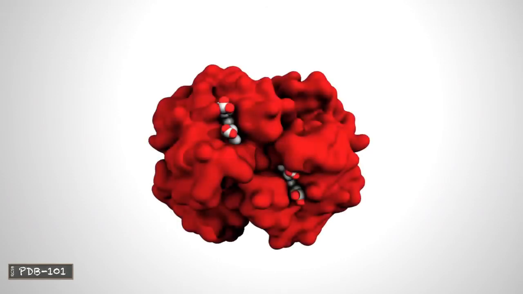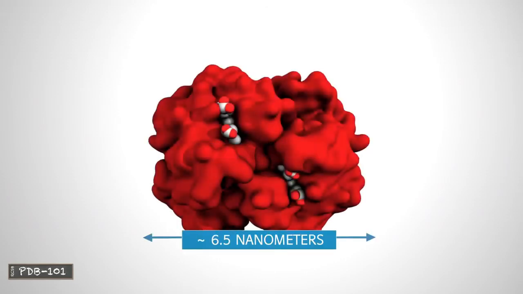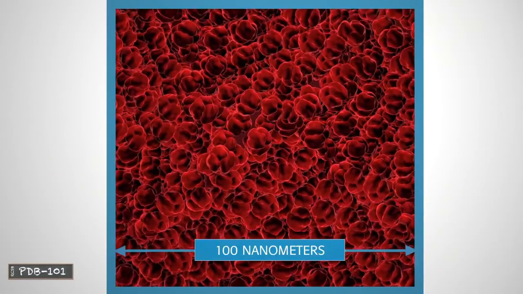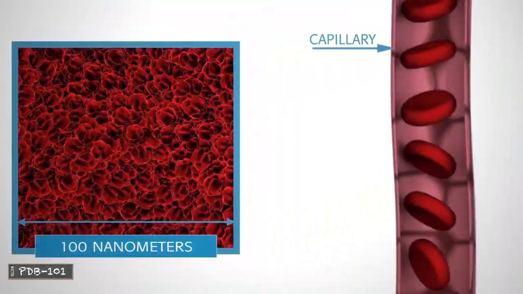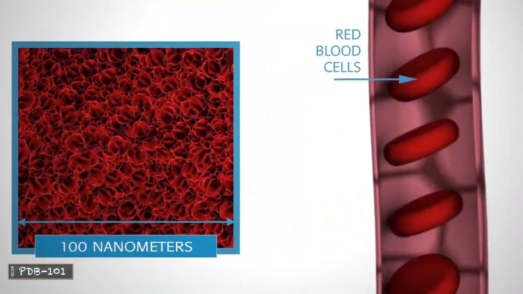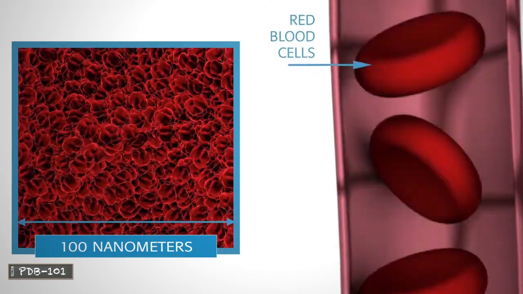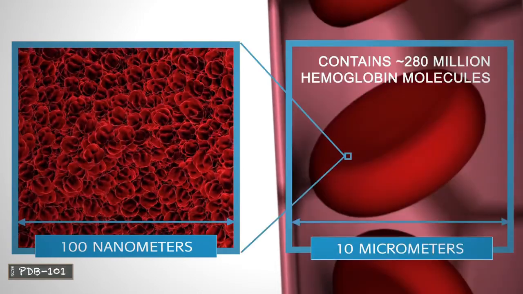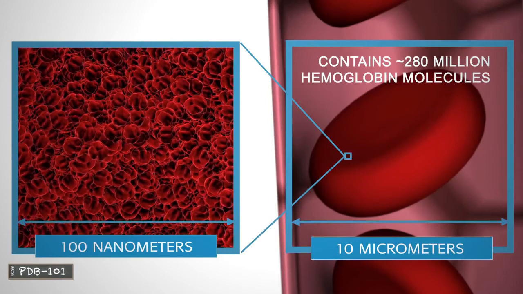Now, protein size can be as small as 6.5 nanometers, similar to the wavelength of light. And hemoglobin, in high concentration, can be 100 nanometers in size, with 1 RBC able to contain 280 million hemoglobin molecules.